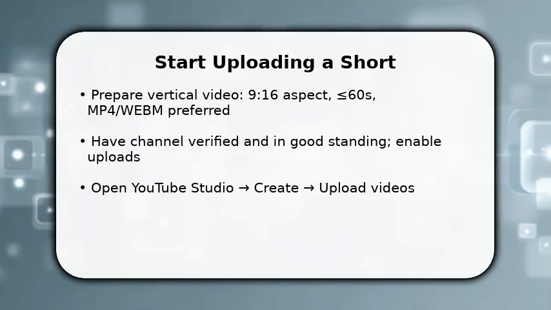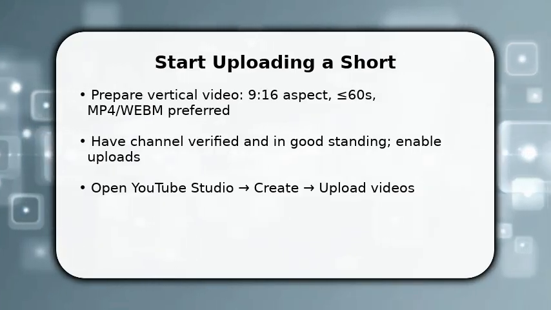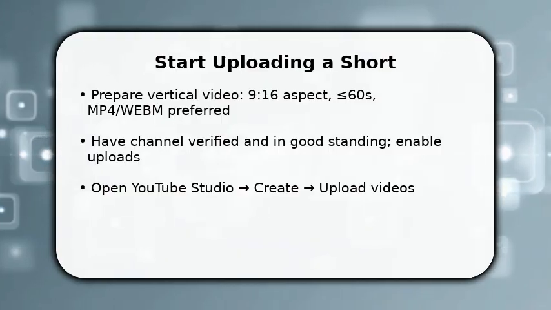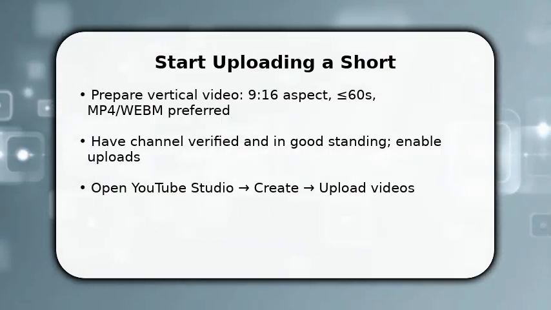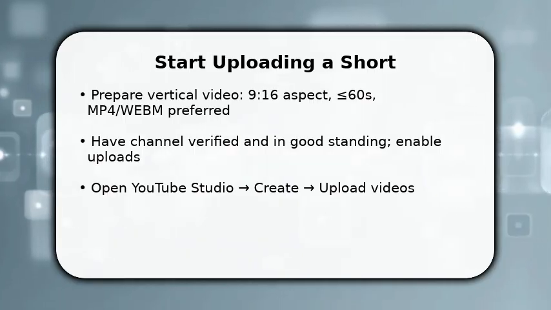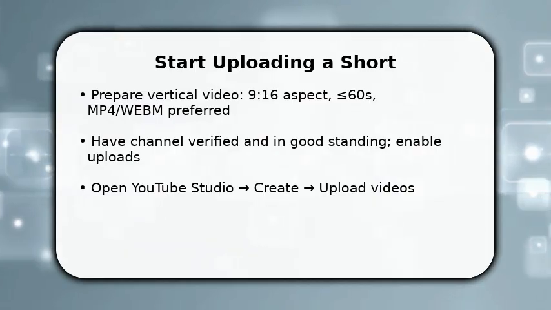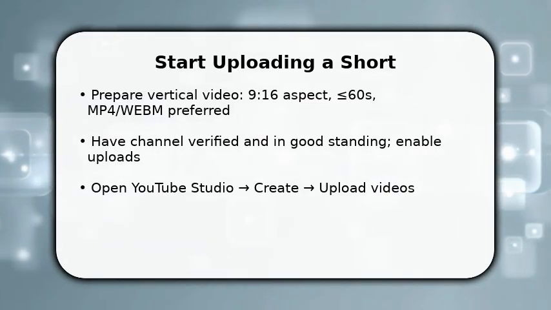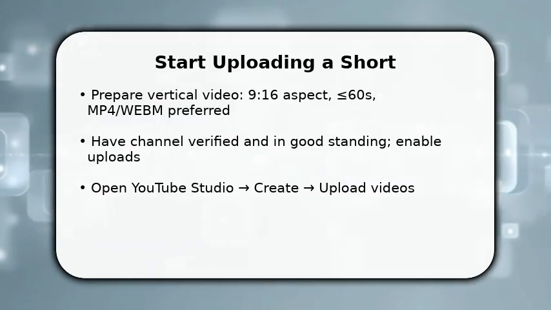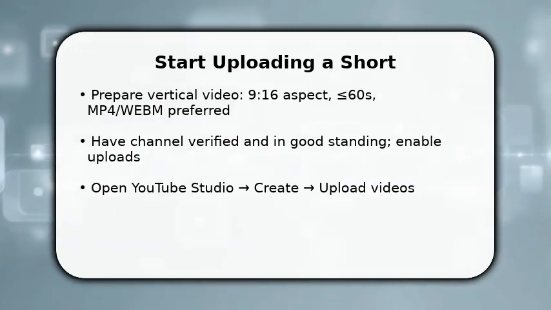Enjoy the video. You already have a vertical short ready. Now start the upload so you can set visibility properly. Once in YouTube Studio, click Create and choose Upload Videos, then drag your short file in. Make sure you add a clear title and short description. These help discovery. Select the vertical preview and confirm duration under 60 seconds.